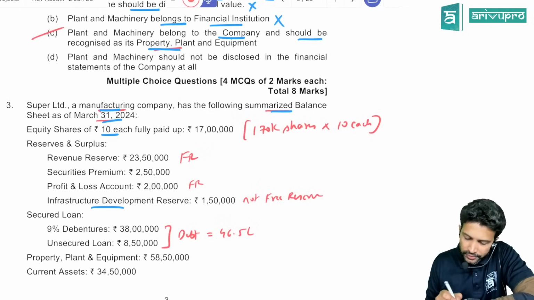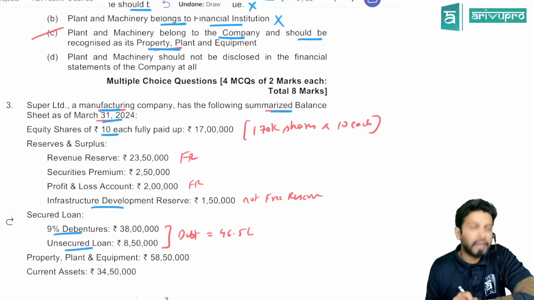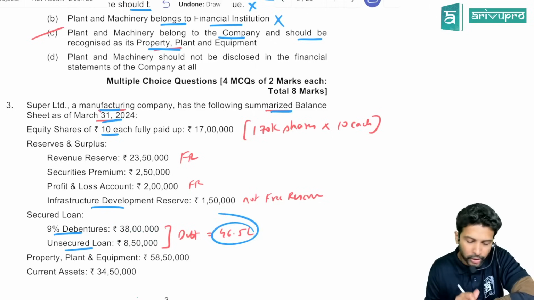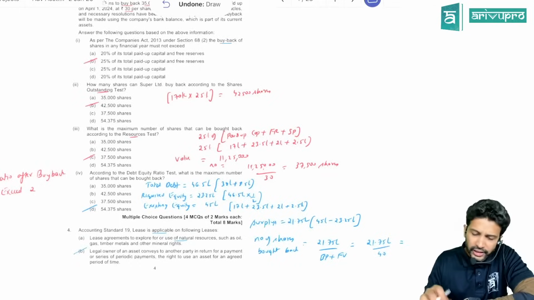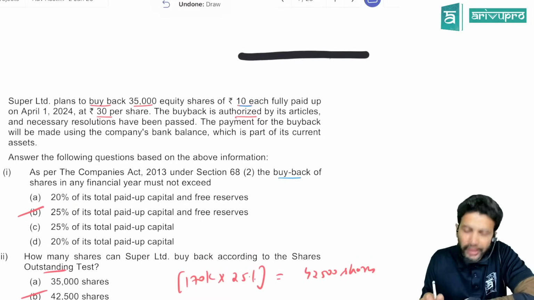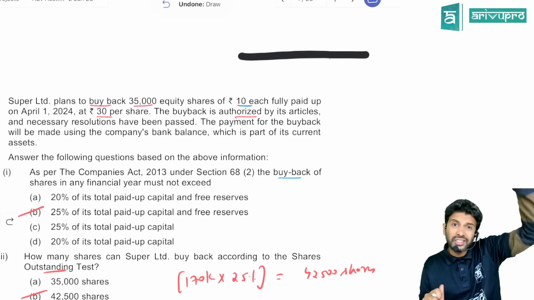Alright. So they have given secured loan. 9% debentures is 38 lakh. Unsecured loan is 8.5. For debt equity ratio, we need debt. Adding these two, total debt will be how much? 46.5 lakhs. PPE, all this data I don't need. Fine. The company is planning to buy back 35,000 equity shares of 10 each. That is what the company wants to do. Anything they want, they can buy back, or is there a restriction?